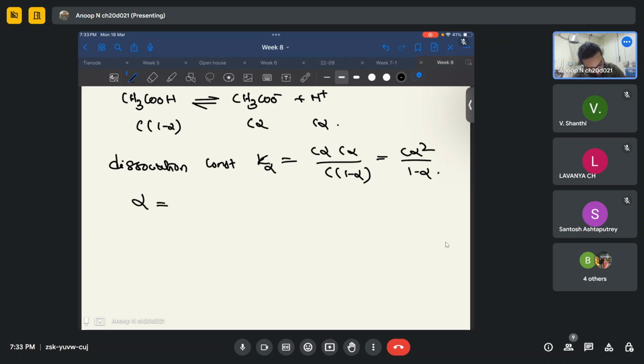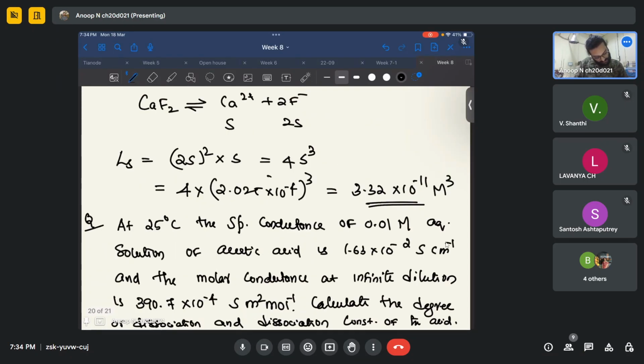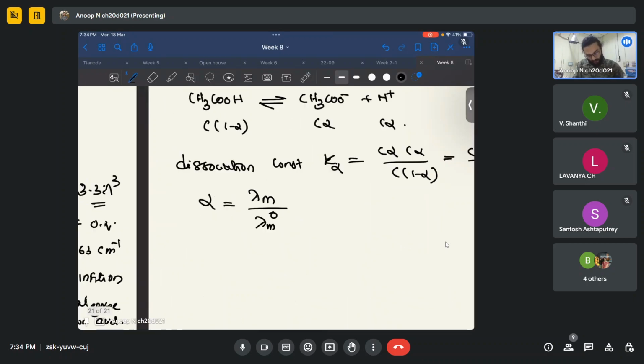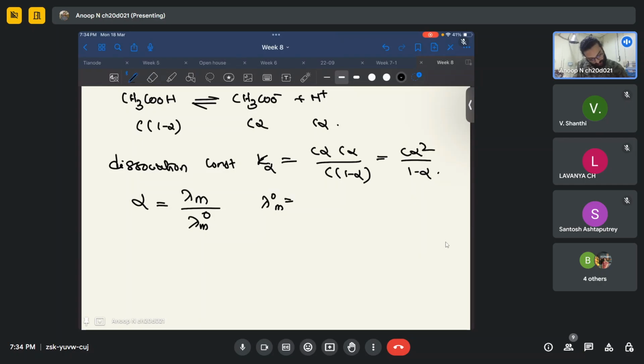where alpha is nothing but lambda m divided by lambda m 0. What is the value of alpha coming? What is given? The molar conductance at infinite dilution is given. So lambda 0 m is equal to 390.7 into 10 raised to minus 4 Siemens. Unit, you all take care, meter square, mole raised to minus 1.